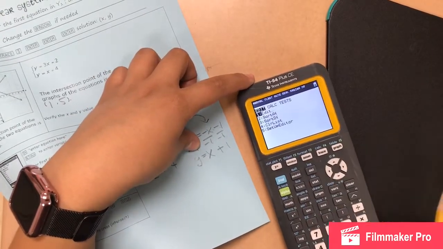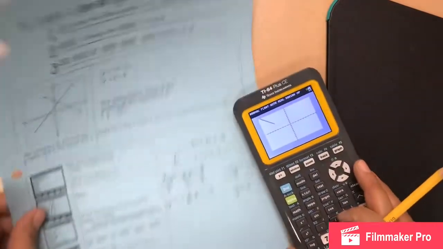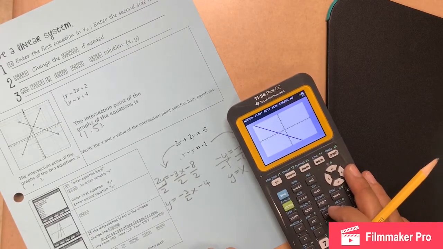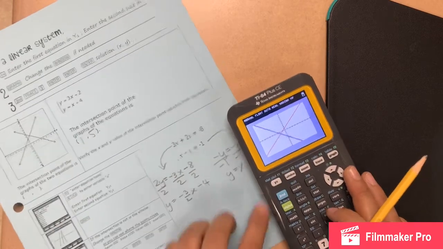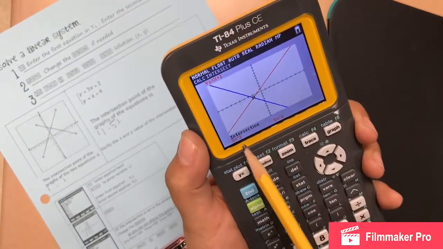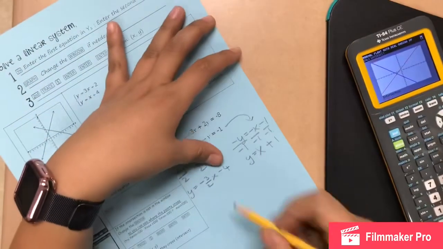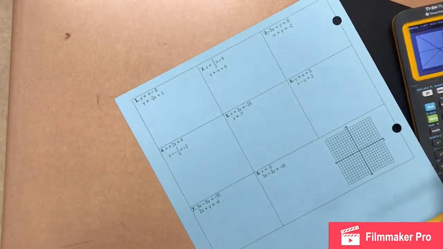Then I hit graph. Give your calculator a chance to load. You should see 2 lines and where they intersect. If I can see that, then I do second, trace, 5, enter, enter, enter. We have the word intersection at the bottom of our screen, and there's our coordinate. My x and y value is negative 2, negative 1, and that's my solution. If we continue to practice this, always make sure it's in slope-intercept form.